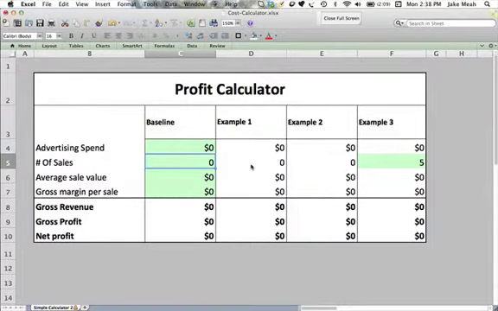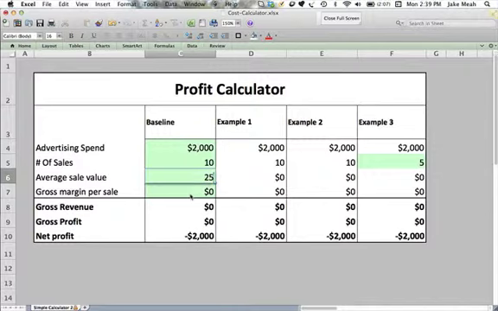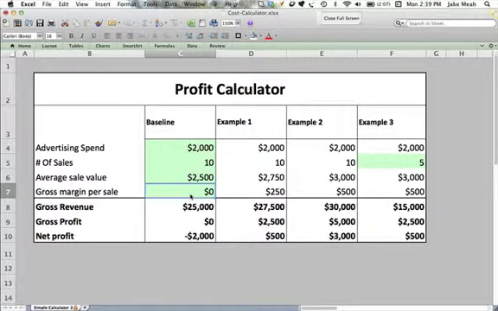So I created this profit calculator, and it allows us to input those figures I just showed you, and then see how different prices result in more or less profit for the business. So I'll show you what I mean. On the advertising spend, I'm going to put in that $2,000. We said that there was going to be 10 sales generated from that $2,000. Average sale value of $2,500, and a gross margin per sale, so the profit after fulfillment of $500. And then this has populated the form.